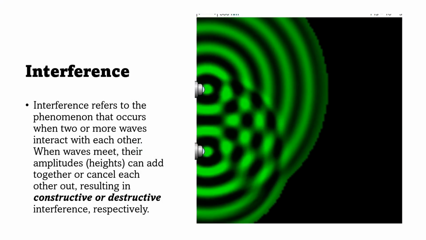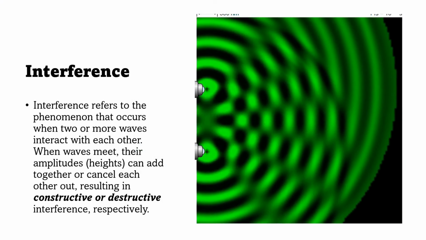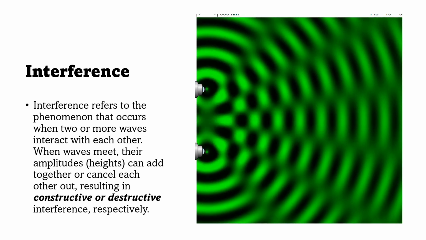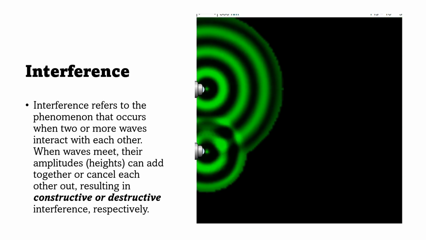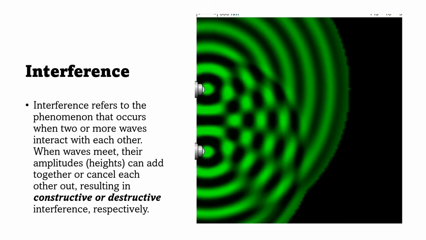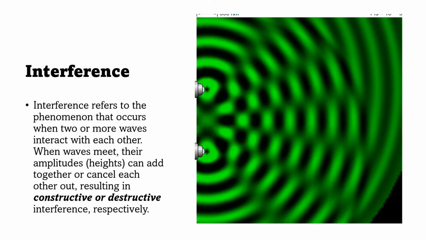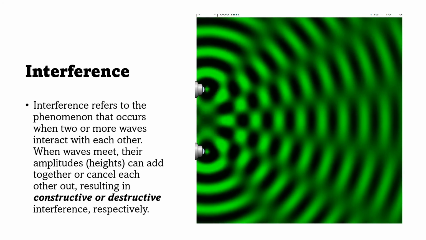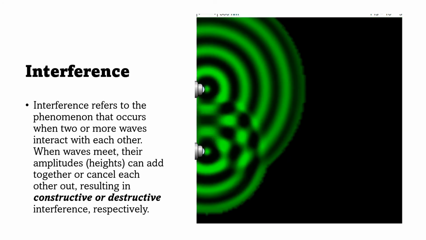Interference. Interference refers to the phenomenon that occurs when two or more waves interact with each other. When waves meet, their amplitudes, or heights, can add together or cancel each other out, resulting in constructive or destructive interference, respectively.